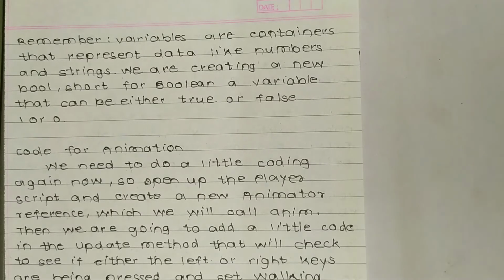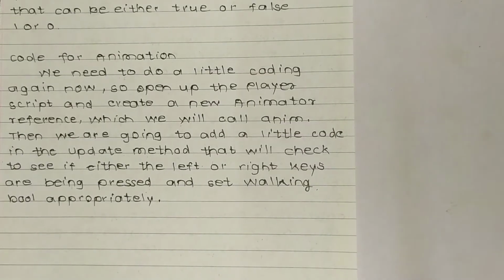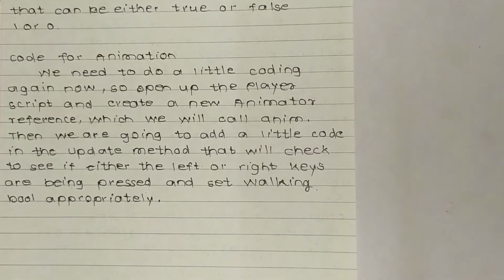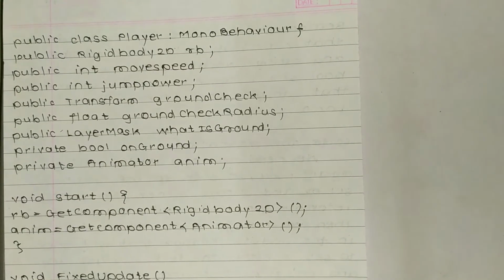Now code for animation. We need to do a little coding again now. So open up the player script and create a new animator reference which we will call anim. Then we are going to add a little code in the update method that will check to see if either the left or right keys are being pressed and set walking bool appropriately. This is code for animation.